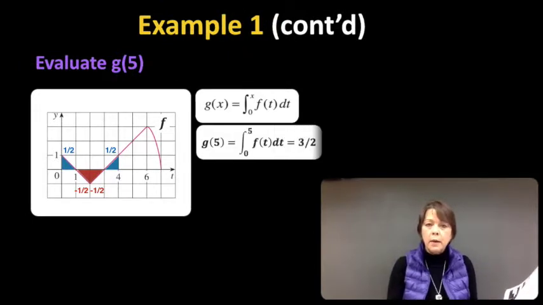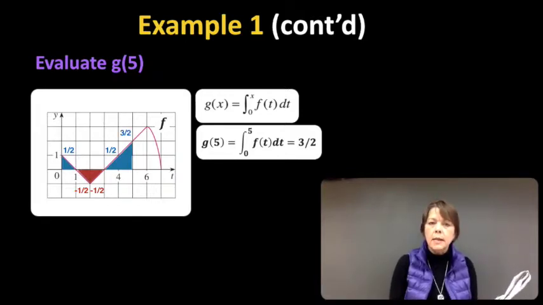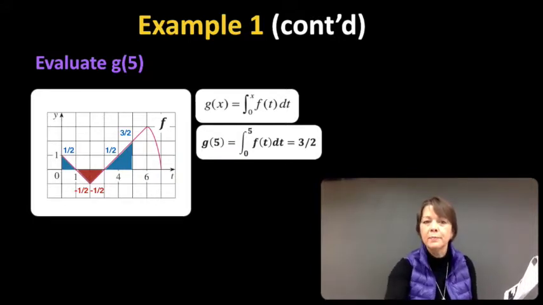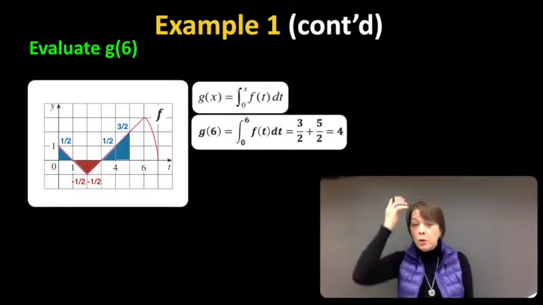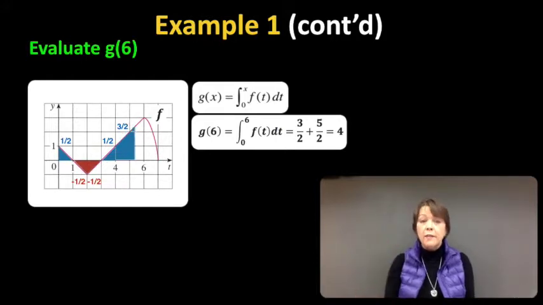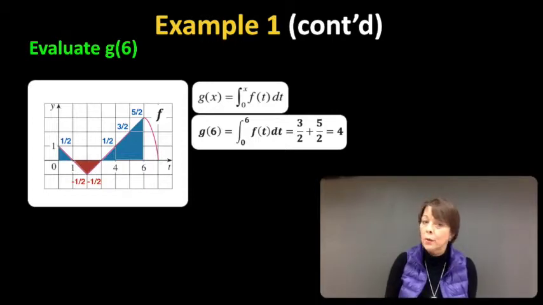Now moving to the right one more unit, g of 5 is equal to 3/2. The integral from 0 to 5 of f of t dt has a total net area of 3/2 or 1.5. G of 6 now is the integral from 0 to 6 of f of t dt, and that equals 3/2 plus 5/2, which will total to 8/2 or 4.